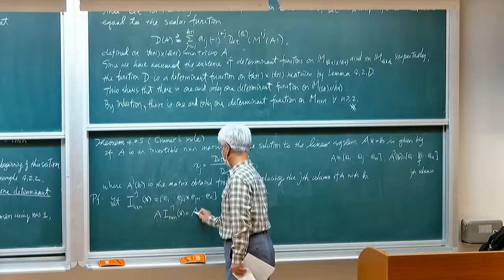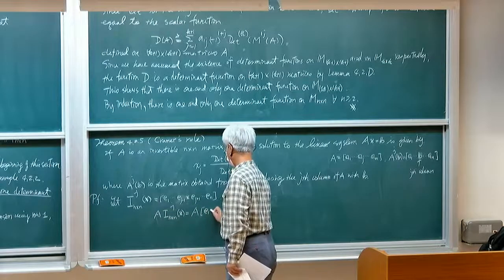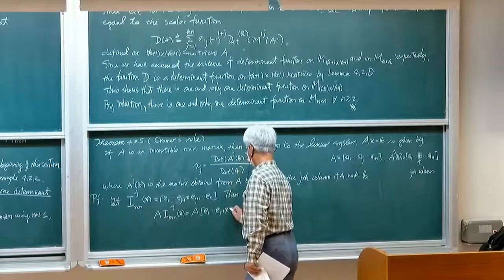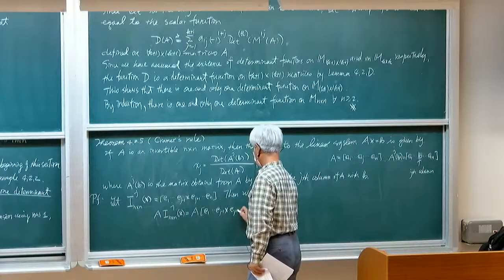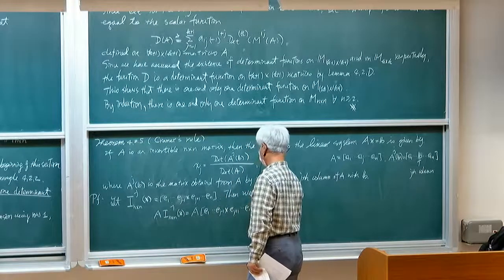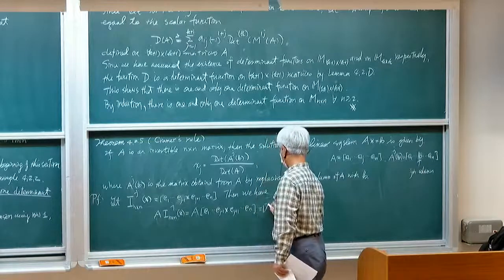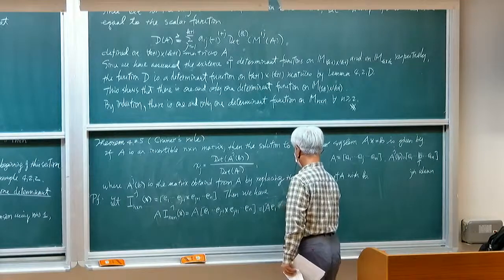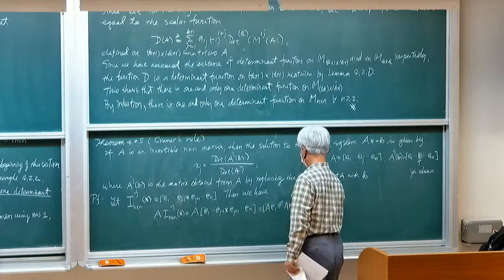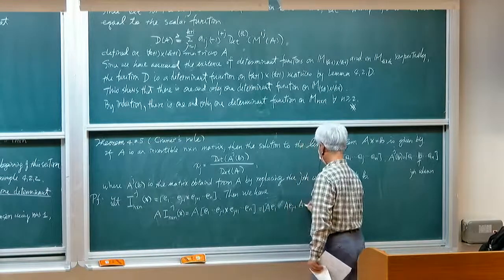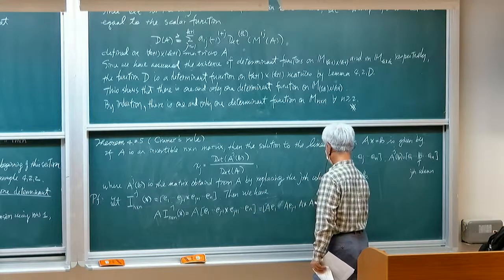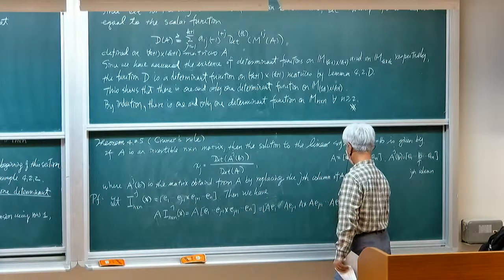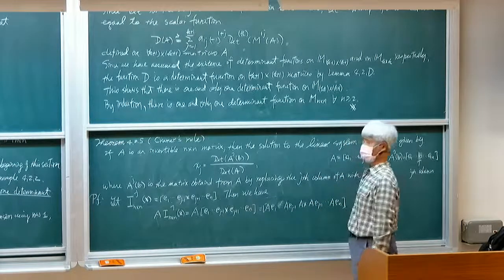This is A times [e1, ..., e(j-1), x, e(j+1), ..., en]. So this is [Ae1, ..., Ae(j-1), Ax, Ae(j+1), ..., Aen].